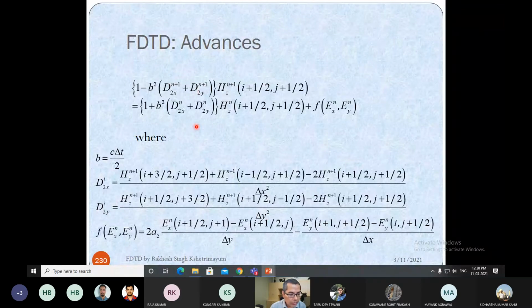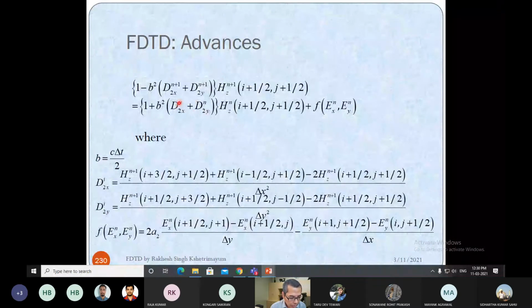Then in the right-hand side what we have is 1 plus b square (d2x plus d2y), the same expression except that it is n here, whereas in the left-hand side it is n plus 1. So you can see on the right-hand side all the terms depend on the nth time step, and on the left-hand side all the terms depend on the n plus 1 time step. From here we can find the updated equation for the magnetic field at the n plus 1 time step. Okay, so these are the double derivatives. So you know what double derivatives are now. If I want to do double derivatives, Iz at n plus 1 with respect to x, we are doing the double derivative.